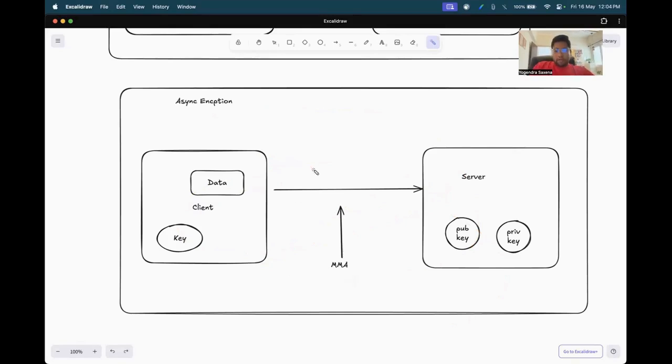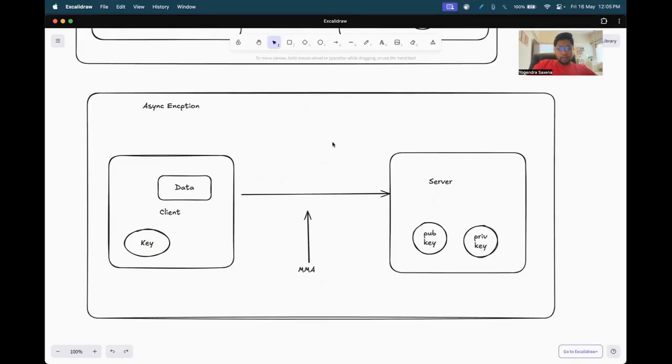I will tell you why. Let's say when the server is trying to send its public key to the client, there can be a chance of a man in the middle attack. The person who is trying to attack our system will keep the server's public key and give their own public key to the client, right? There is a case, right?